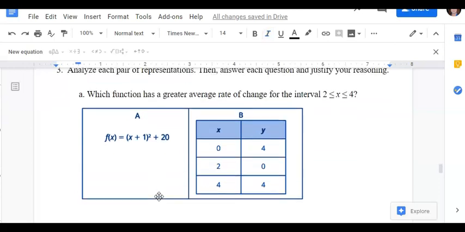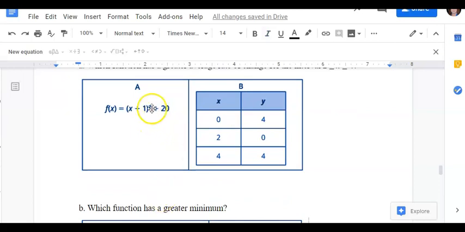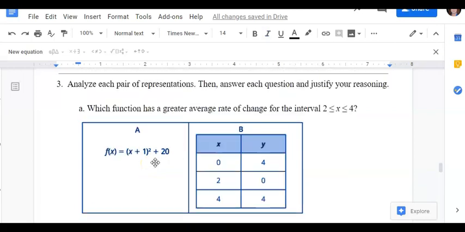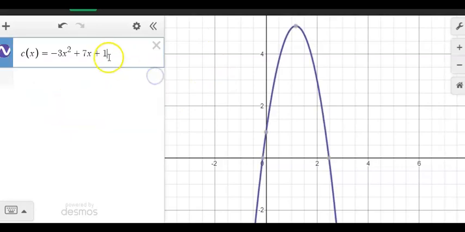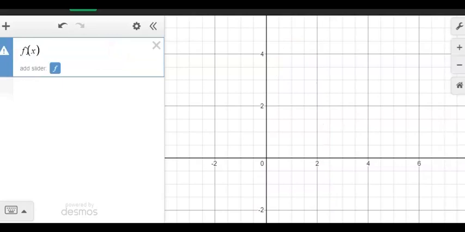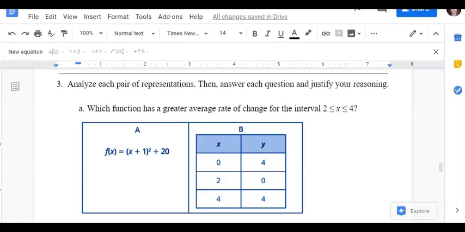The other function is not nearly as easy because I have to evaluate f of x at 2 and at 4 to see what that is. So to make this easier, let's delete this, and let's go back and put f of x in here and see what we get. So f of x was (x plus 1) quantity squared plus 20.